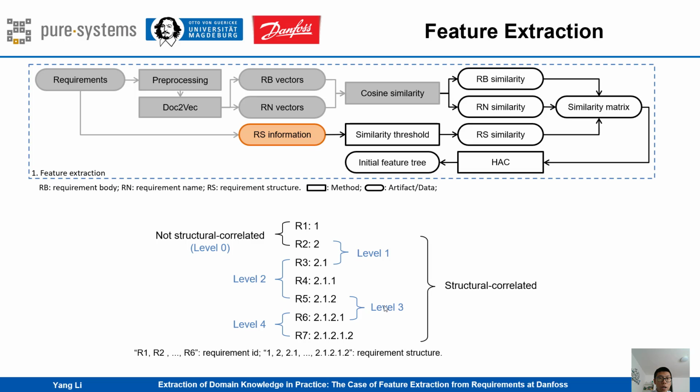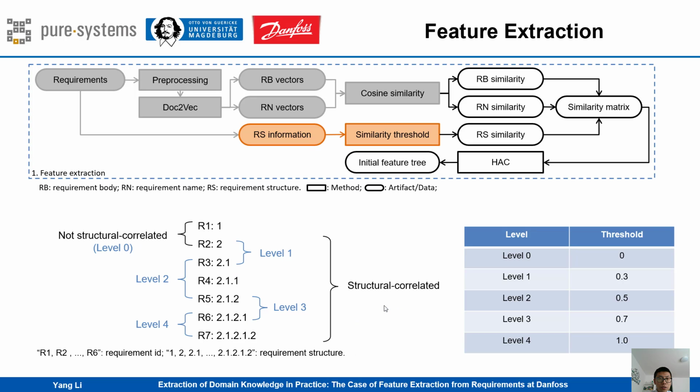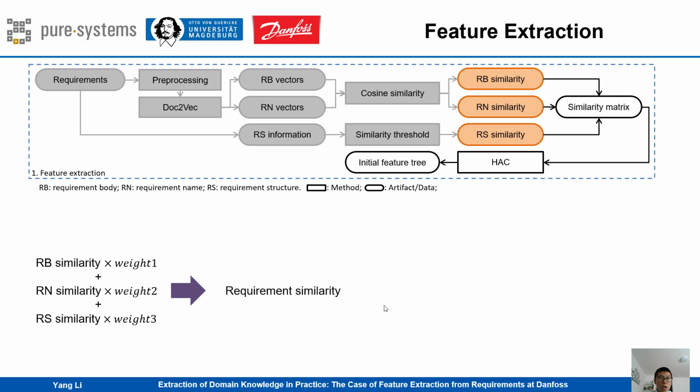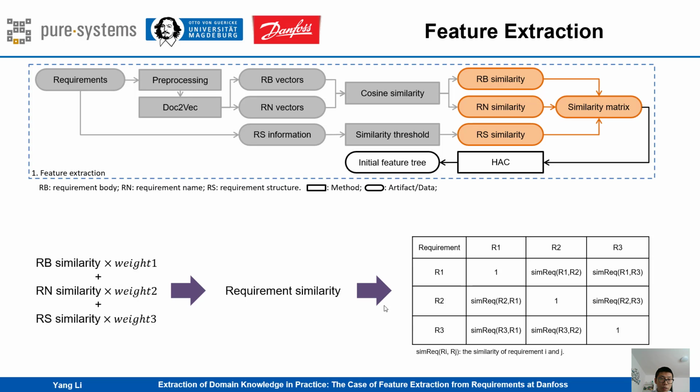We assign different levels to the requirements to present the structural similarity, and the levels are aligned with how many numbers are the same from left to right. And then we define different thresholds used to calculate the similarity of the requirement structure. After achieving all the similarities of the requirement body, name, and structure, we assign different weights to them, and then calculate the final similarity of each pair of requirements to form a similarity matrix.